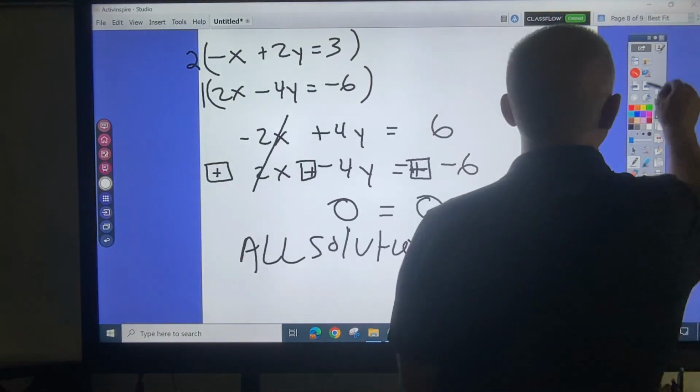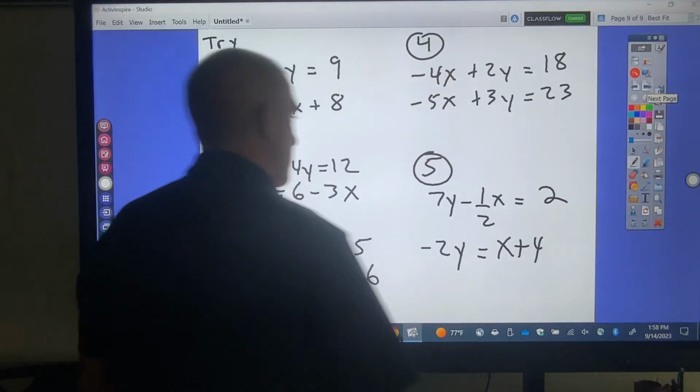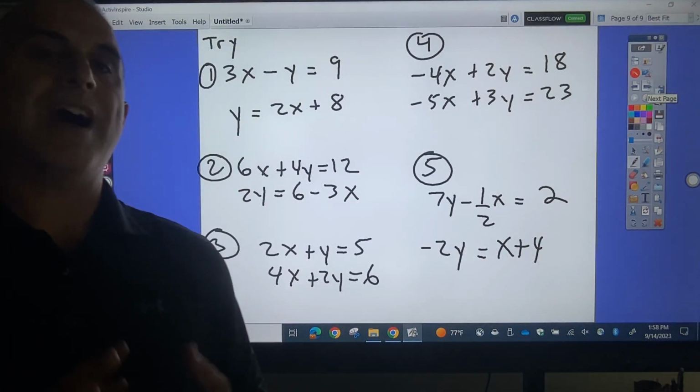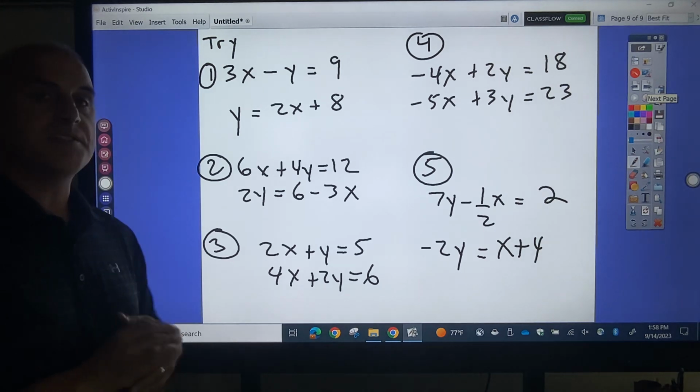So those are some systems basics. What I want you to do is go ahead and try these ones on systems of equations.